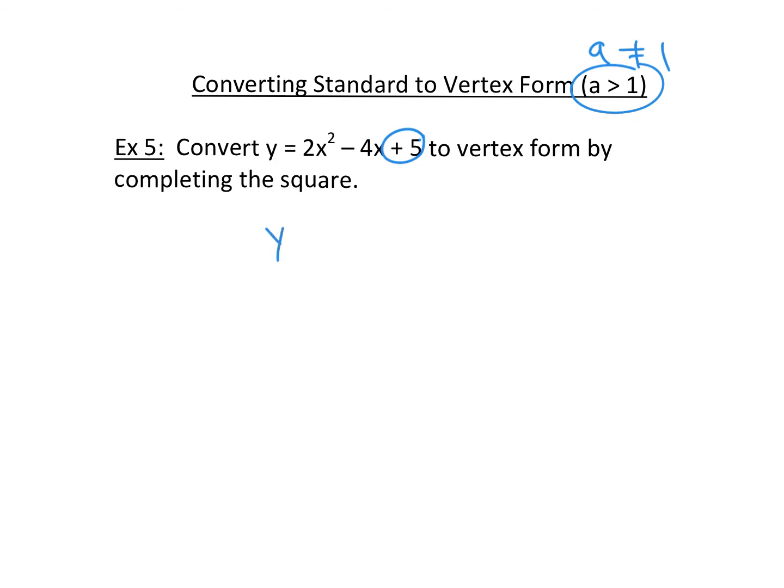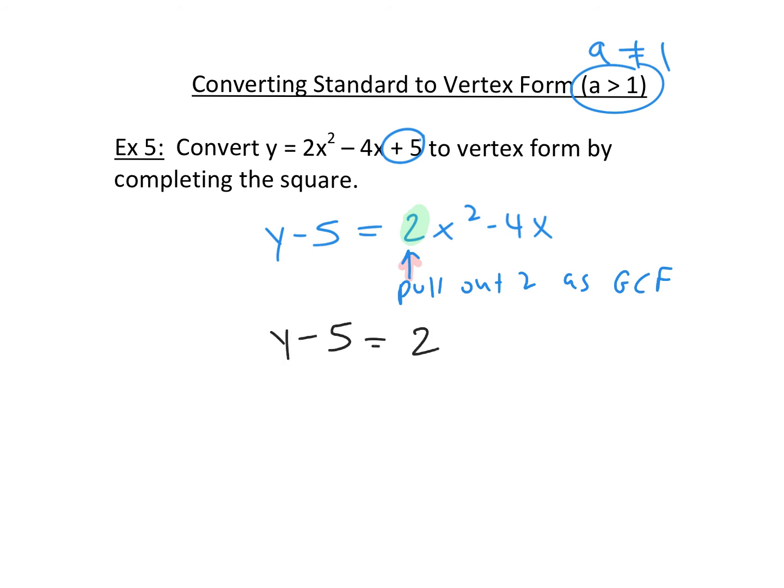So I'm going to have y minus 5 equals 2x squared minus 4x. And here's the new step. If a is not equal to 1, which it's not here, that number is going to get pulled out as a GCF. Okay? Pull out 2 as a GCF, even though it's not actually the GCF. The GCF would be 2x, but I'm not pulling out the 2x. I'm only pulling out that 2. So I am now going to rewrite this as y minus 5 equals 2 times x squared minus 2x.